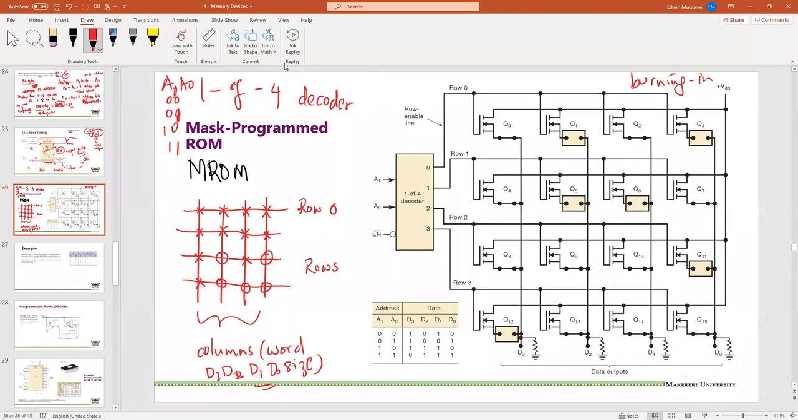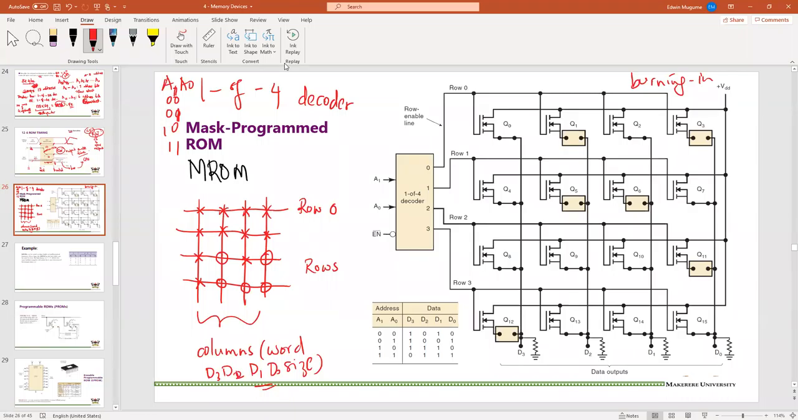You cannot change it. If you want to change the program within that ROM, it means that you have to throw it away and get a new one. You cannot unburn things that have already been burned in the mask programmed read-only memory. So this is what you see here.